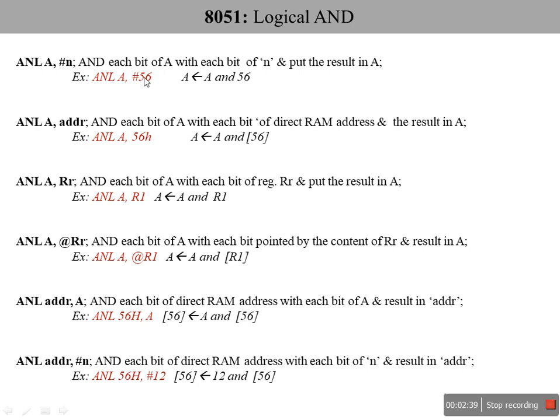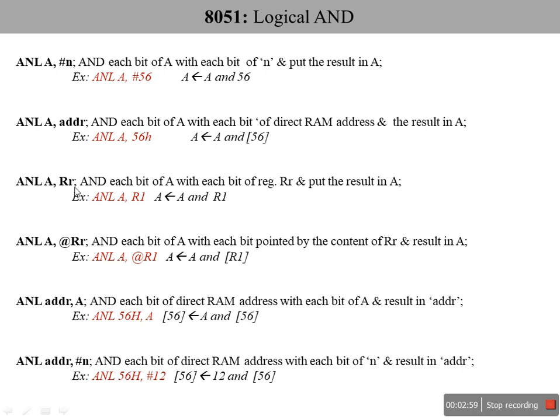There is a big difference between this instruction and this instruction. In this instruction we have a 56, and here also we have a 56. But this 56 is data with which the operation will be done, whereas this 56 is the address of the data with which the operation needs to be done.